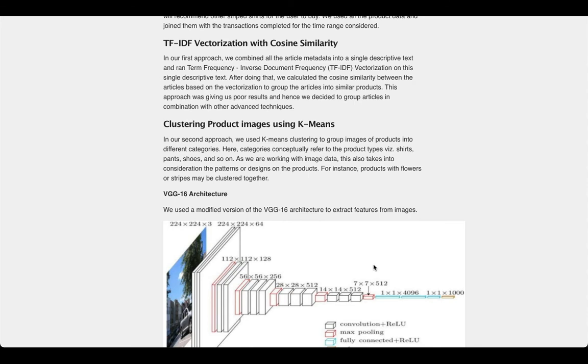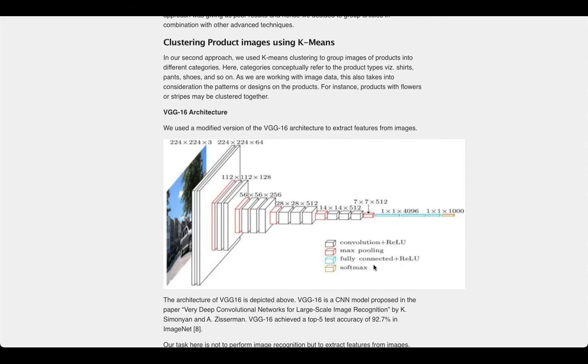In our first approach, we combined all the article metadata into a single descriptive text, and on this we ran TF-IDF vectorization. Next, we calculated the cosine similarity between the articles based on the vectorization to group the articles into similar products. This approach was giving us poor results, and hence we decided to group articles in combination with other advanced techniques. In our second approach, we used k-means clustering to group images of products into different categories.